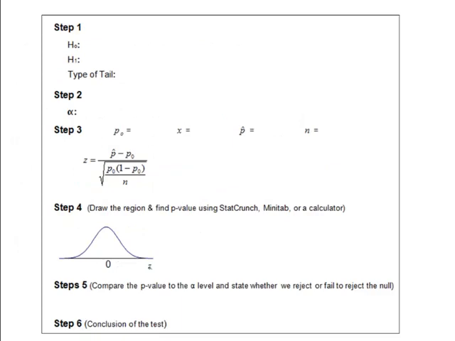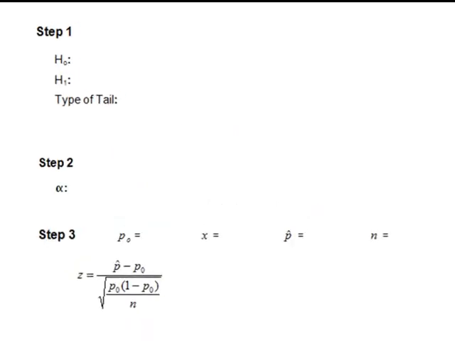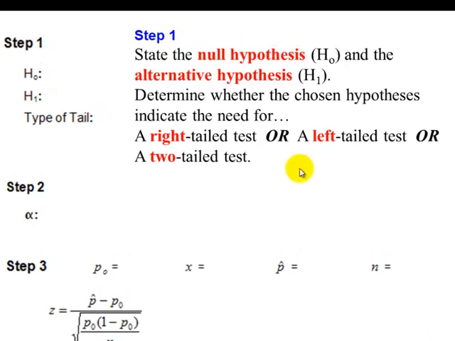Now this is what the 6 steps look like on handouts and on your test. So step 1, we state the null hypothesis and the alternative hypothesis. Now since this is involving proportions, this is going to be p equal to a number, and this will be p is less than a number, p is greater than a number, or p is not equal to a number. That will tell if it's a right-tailed test, a left-tailed test, or a two-tailed test.